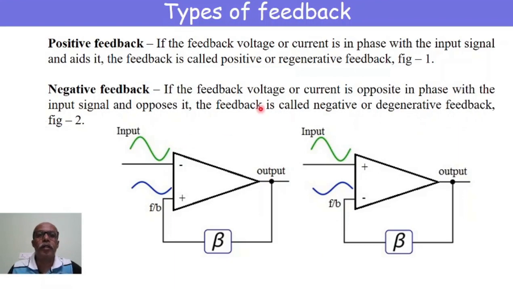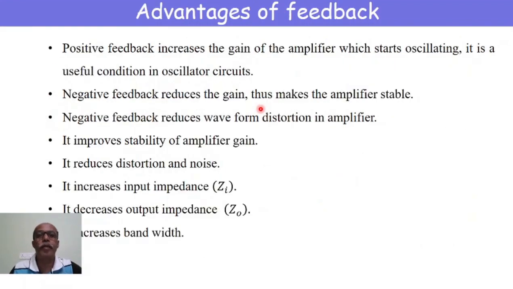Now, the advantages of feedback. Feedback will have the following advantages. In case of positive feedback, the gain increases, because of which the amplifier will be oscillating. And this is a useful condition if we use the amplifier as an oscillator. For the amplifier to be used as an oscillator, the feedback should increase the gain.